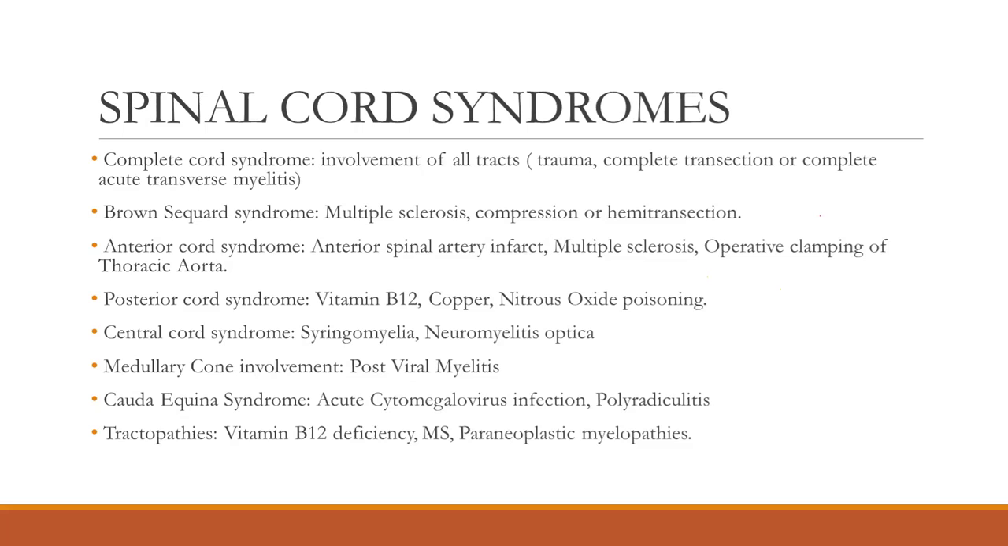Posterior cord syndrome is associated with metabolic causes, usually vitamin B12 deficiency, copper deficiency, and nitrous oxide poisoning. In some cases it is also associated with infectious syndromes like HIV myelopathy. Central cord syndrome is more often compressive, seen in syringomyelia, and also sometimes in neuromyelitis optica spectrum disorders. Medullary cone involvement, conus medullaris, is seen in post-viral myelitis. Cauda equina is usually associated with cytomegalovirus and polyradiculitis syndromes. And tractopathies, as I said, are associated with B12 deficiency, multiple sclerosis, and paraneoplastic myelopathies. One unique involvement of the medullary cone is MOGAD.